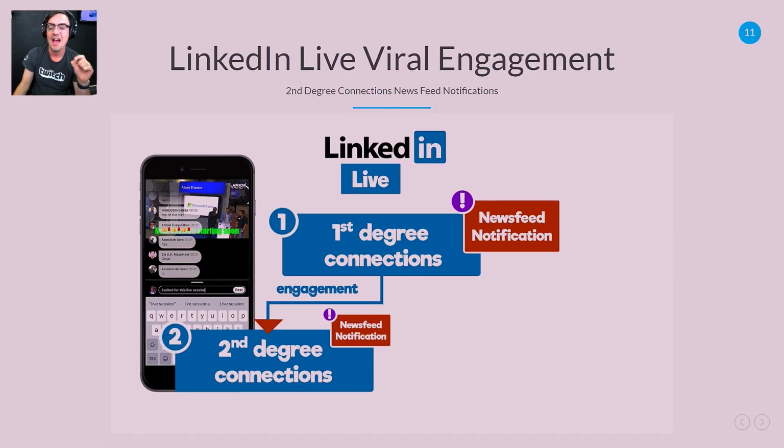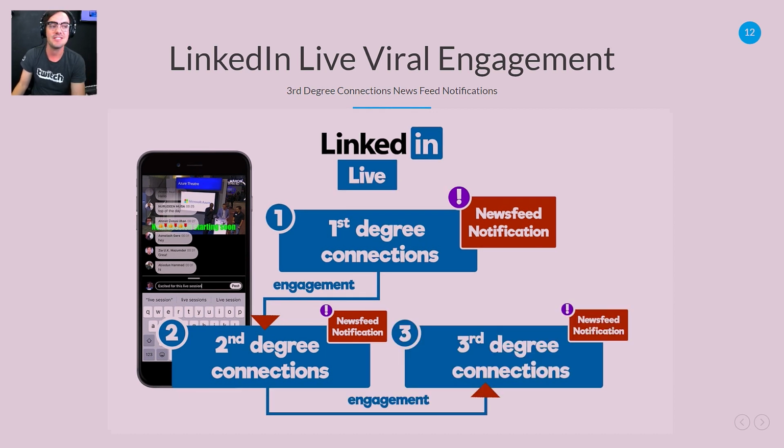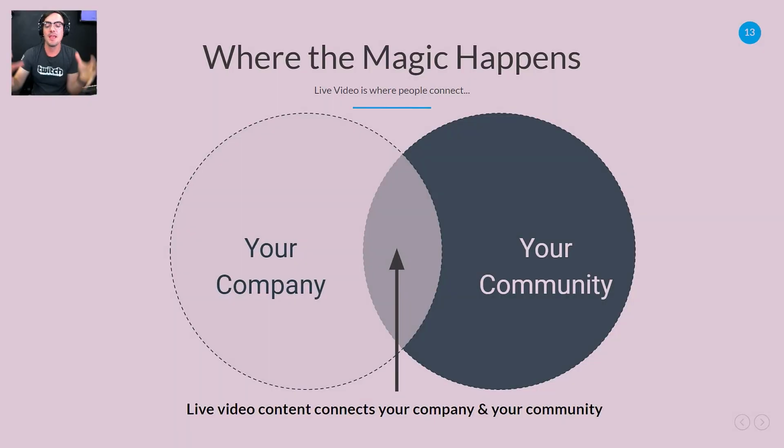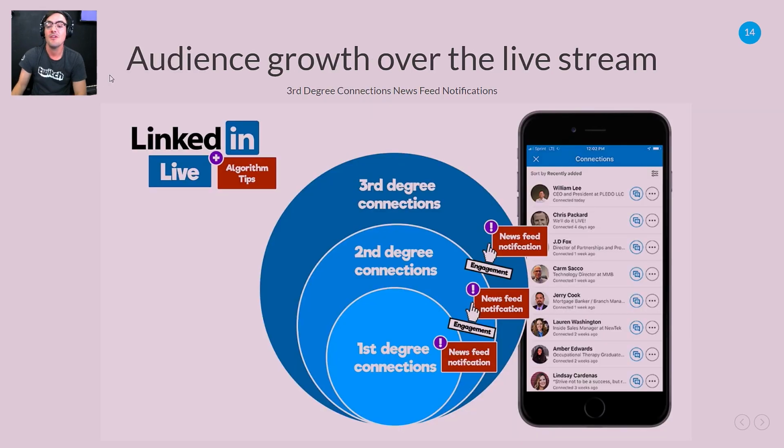So I'm very excited. I've seen this happen with some of our streams. You do want to try to get employees of your business or friends to engage with your live stream, because that is how you get to second and third degree connections. And it really is awesome. So think about where the magic happens. This is where your company and your online community, your LinkedIn connections, can combine to really make magic happen and spread this viral engagement. So it's really cool.